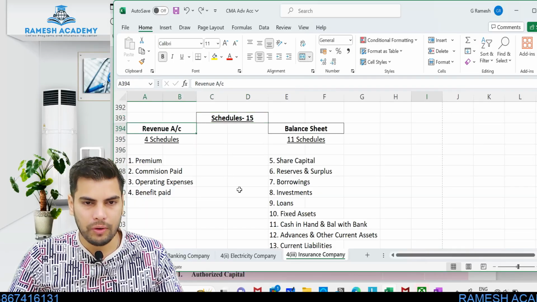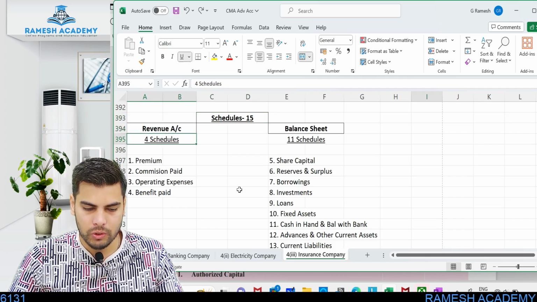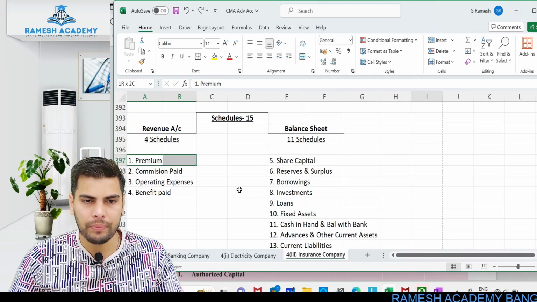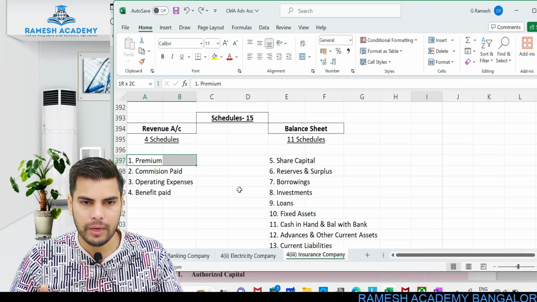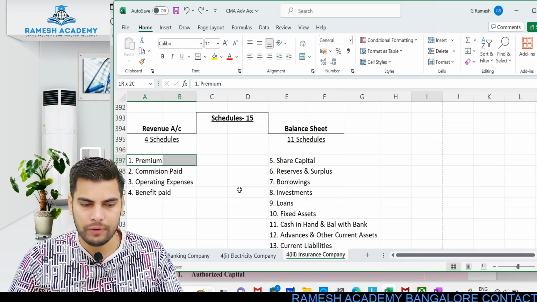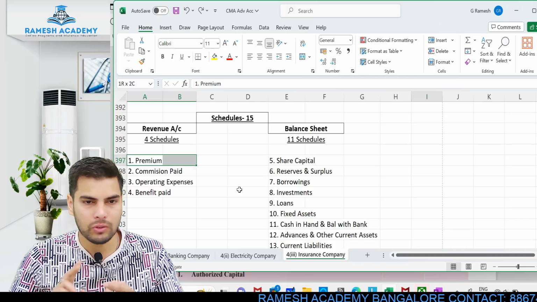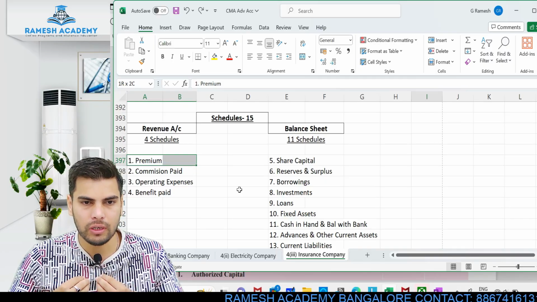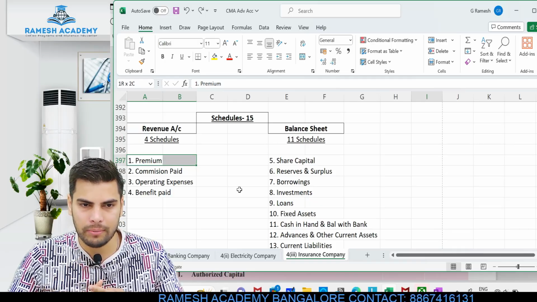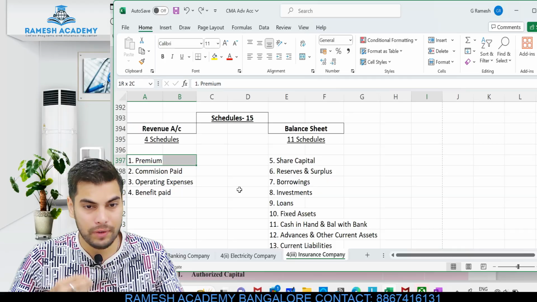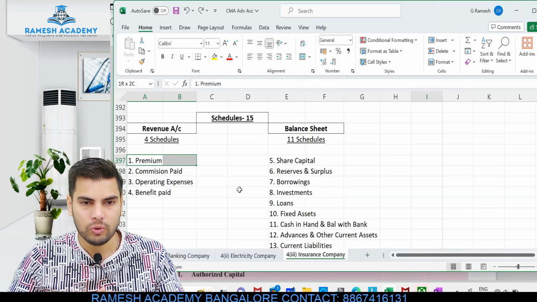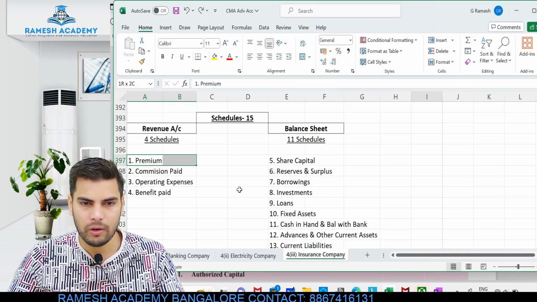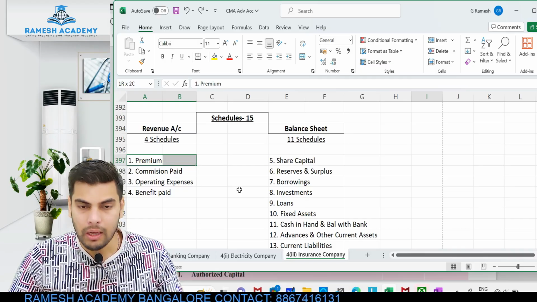When it comes to revenue account, totally we have got 4 schedules. Number 1 is with respect to premium, 2 is relating to commission paid, 3 is with respect to operating expenses, and 4 is with respect to benefits being paid. Premium is the basic source of revenue for the insurance company. After that, all these things are outflows. It is not the commission which we are receiving, but the commission which we are paying. Then operating expenses paid, and benefits paid to the policyholders.